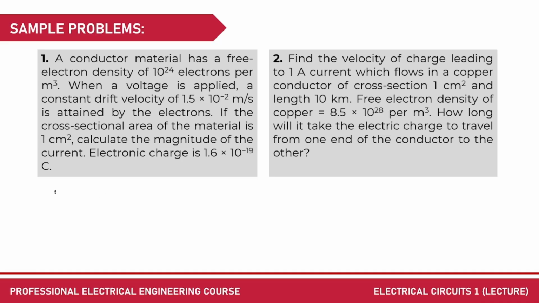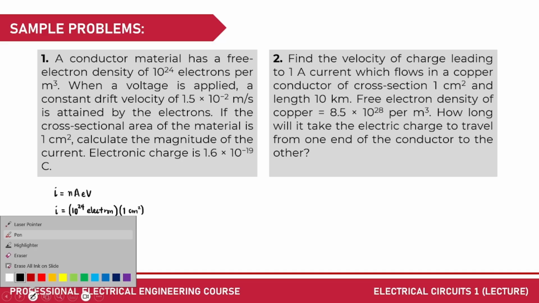We were given there I is equal to N, the number of electrons per volume, times area, times E, times V. So, there was 10 raised to 24 electrons per cubic meter. That's the first one. And then times the area of 1 square centimeter. But we need to convert this to meters.